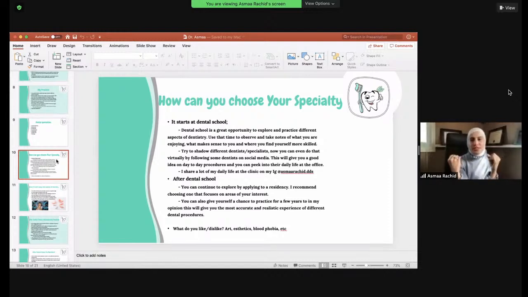Now, after dental school, you can find a way to continue to explore. You don't necessarily have to jump right into a dental office and start to practice as a dentist. If you think that you still need a little bit more time or more training, I find that finding a residency is something that can really benefit you. If you decide to do that, I would say try to do a little bit of research and find a residency that works for you.